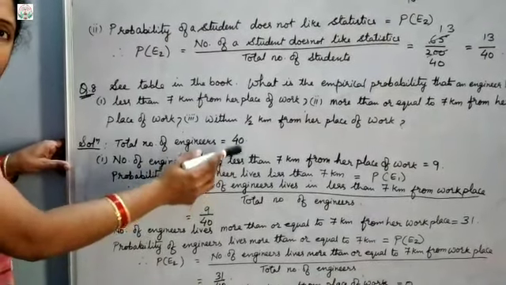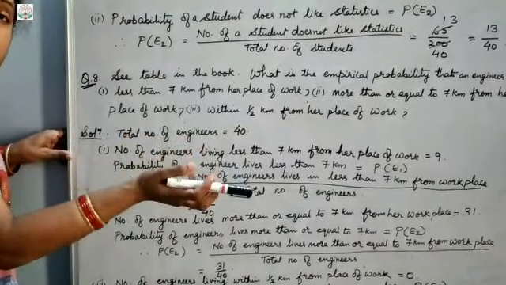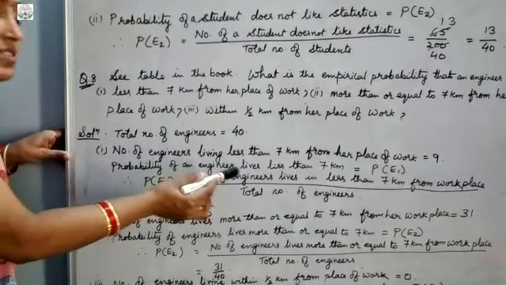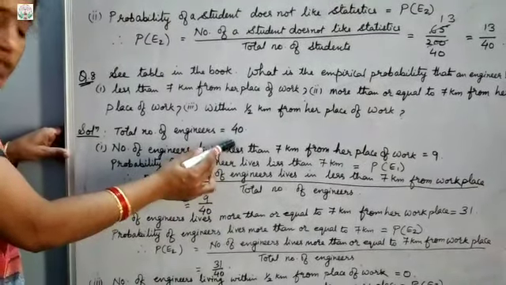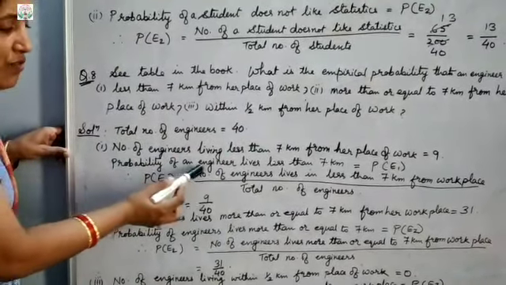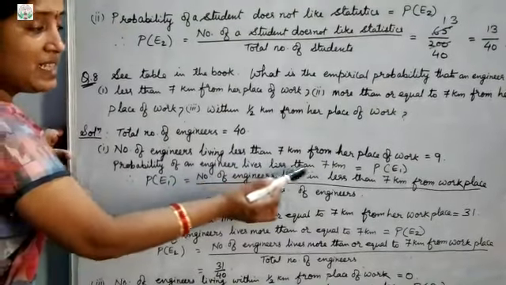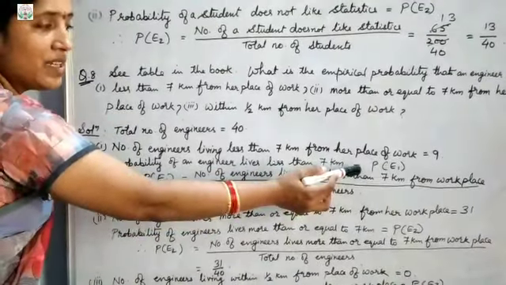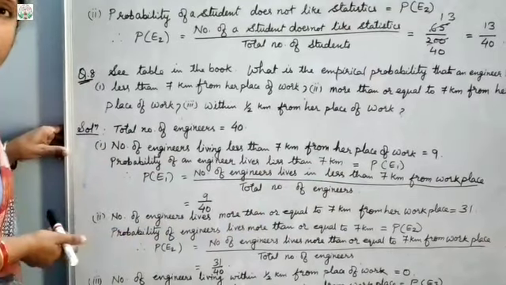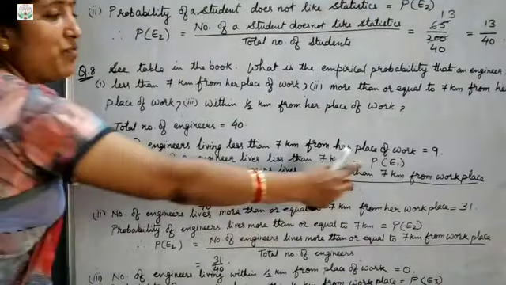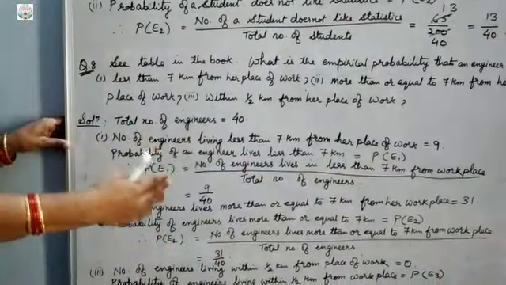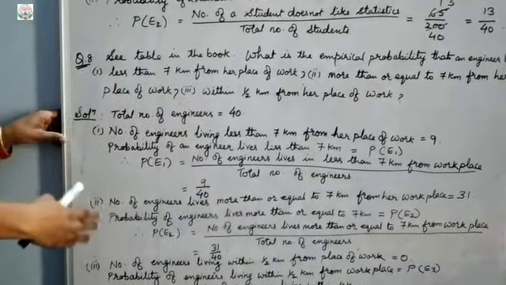When you add all those numbers, the total is 40. It is given in the question itself. The total number of engineers is 40. Now the probability that an engineer lives less than 7 kilometers away is represented as P of E1. Let P of E1 be the engineers staying less than 7 kilometers.